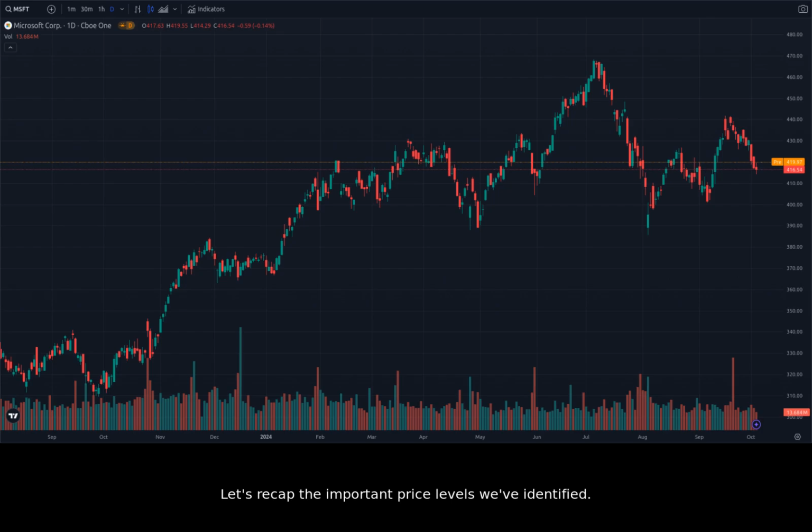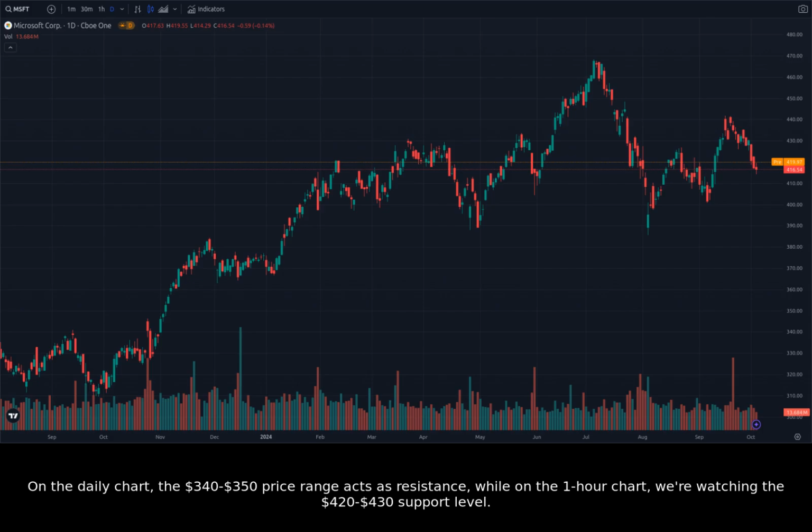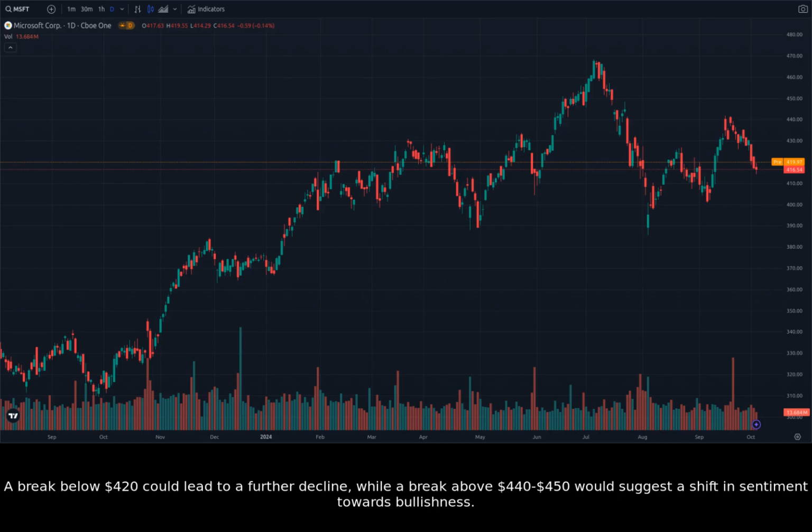Let's recap the important price levels we've identified. On the daily chart, the $340 to $350 price range acts as resistance, while on the 1-hour chart, we're watching the $420 to $430 support level. A break below $420 could lead to a further decline, while a break above $440 to $450 would suggest a shift in sentiment towards bullishness.